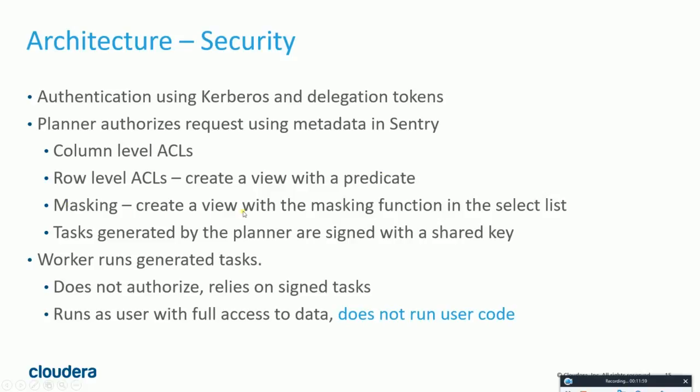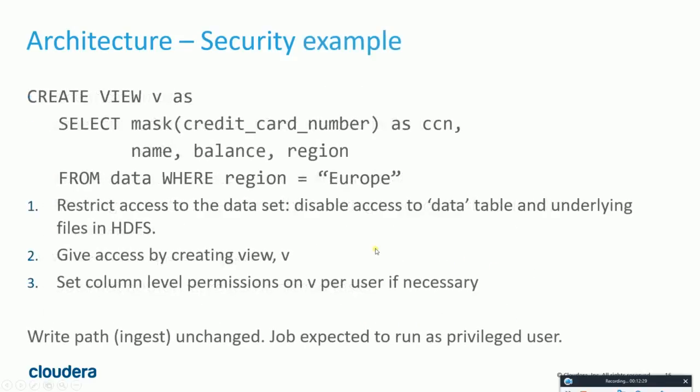Masking is to create a view with a masking function in the select list. The most common example would be SSN. Instead of showing the SSN, you would replace it with dashes or stars. And tasks generated by planners are signed, and the signed tasks are used by workers to go ahead and run things. Here's an example of how to create a view and how to do the predicate.